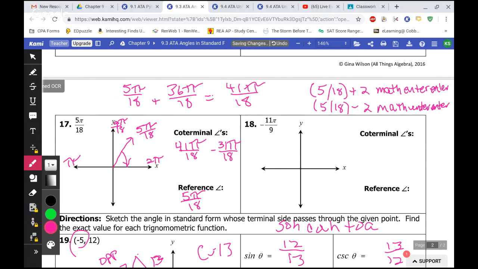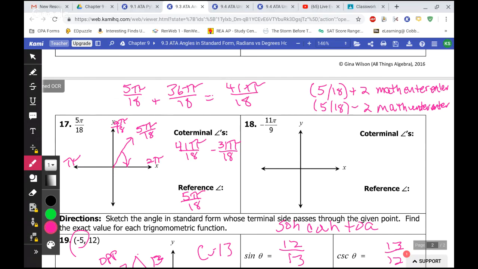All right, so let's talk about negative 11 pi over 9. Miss Sparks, really quickly, when I have a radical in the denominator for sine and cosine, do I need to also multiply that out? Yes. You have to rationalize the denominator always when it's a radical. Great question. Thank you. No problem. Good question.